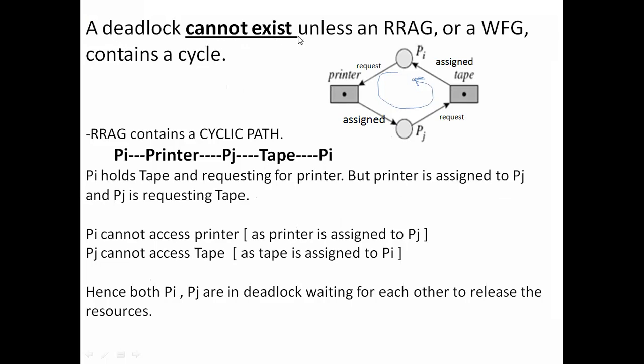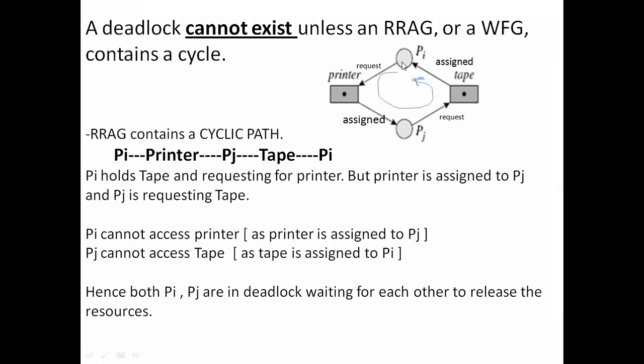A deadlock cannot exist unless a RAG or a wait-for graph contains a cycle. So if and only if some set of processes is able to have a loop, or a circle, then we can say that the deadlock is existing. Okay, and if no loop, no circle exists in a set of processes, it means the deadlock will not exist. So according to this particular figure, here I can find the existence of a loop or a circle. Okay, so by seeing the graph itself, you can tell whether deadlock is existing or not.